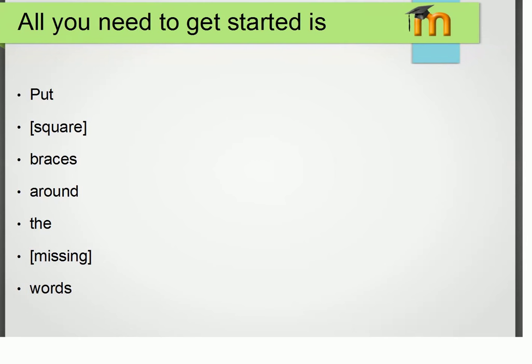And if you're a mathematician or a scientist, don't worry, you can choose alternative delimiters. They don't have to be square braces. They could be squiggly braces or whatever you choose.